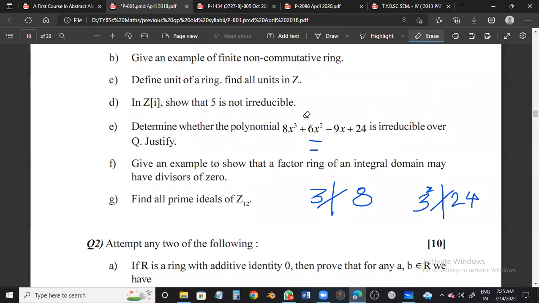Give an example to show that a factor ring of an integral domain may have divisors of 0. So it is to come. We will be discussing this in a short while. Then find all prime ideals of Z12. So let me go with the ideals, then I'll clear it to you. So I think there is no question.